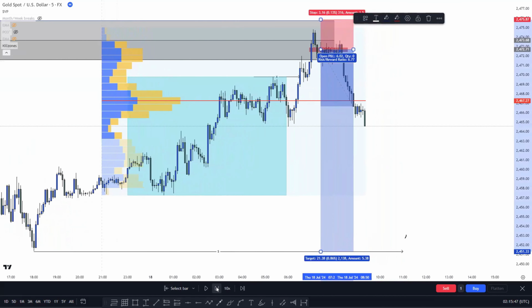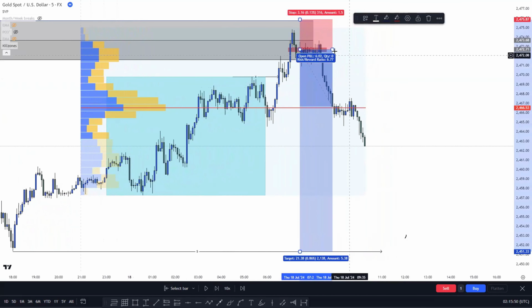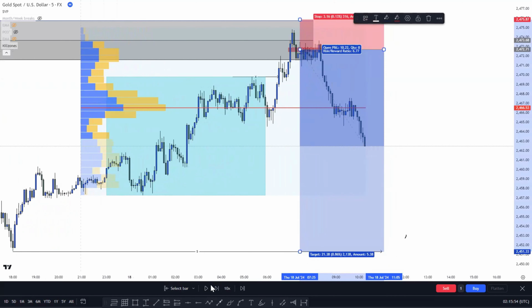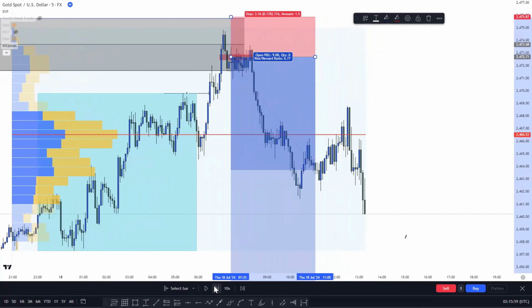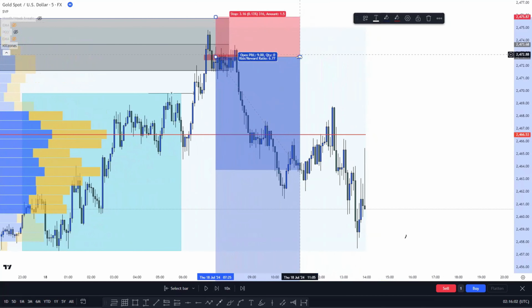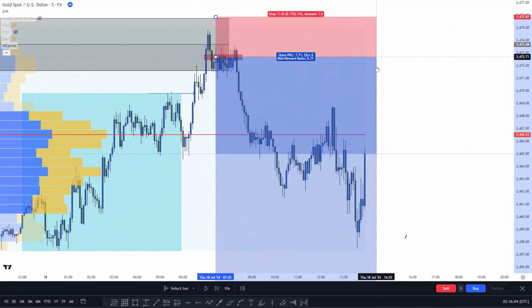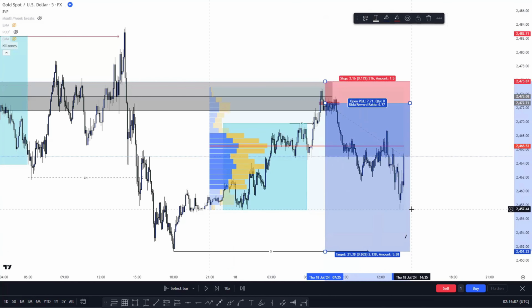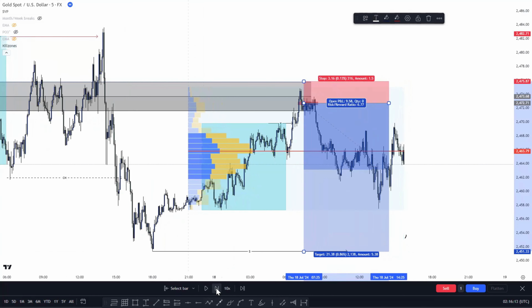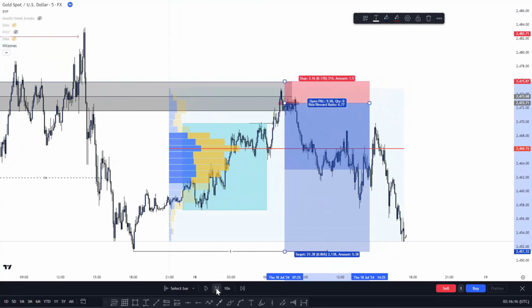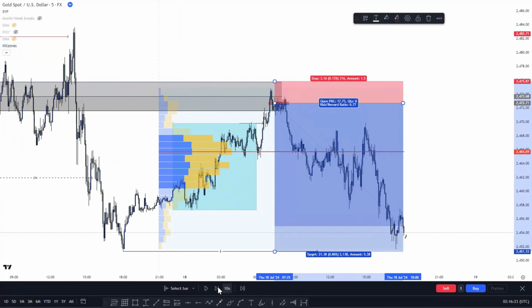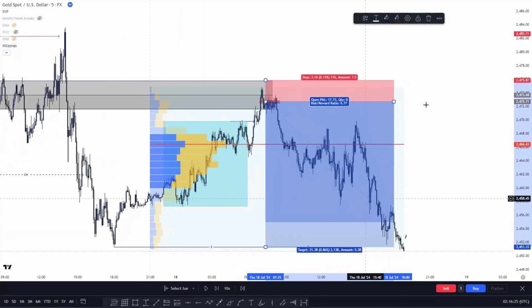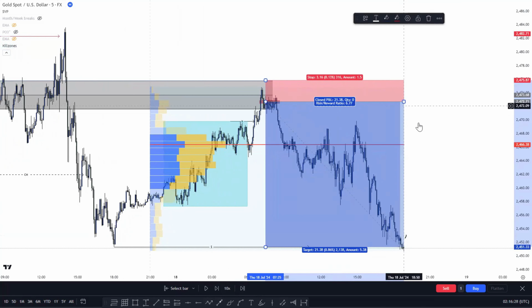So here we see price play around our point of interest, and now we see price pushing to the downside. Let's see if price will hit our first take profit. So here price finally hit our first take profit, this London low here. Let's see if price will push much lower. So here price finally came all the way down to hit our second take profit. I think it's going to be just a few pips. So here price finally hit our second take profit.